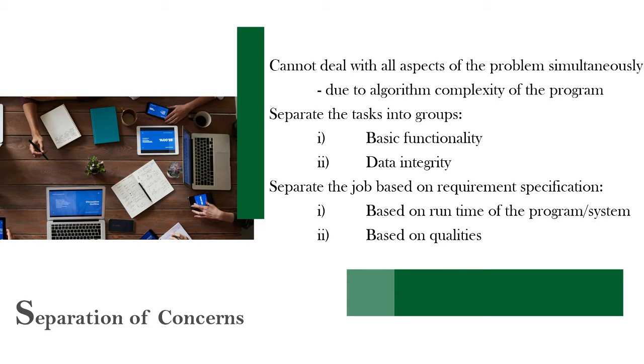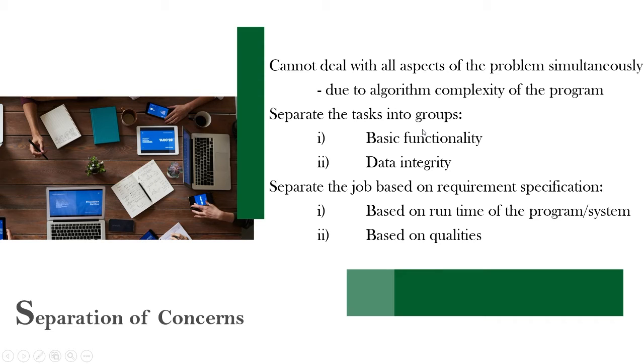Let's start with the first principle, which is separation of concerns. For smaller projects, it's easier and possible to tackle all the problems at once, but not for complex projects. This is because a complex project or program consists of complex algorithms. It is impossible to deal with all the aspects simultaneously. It's just ridiculous.